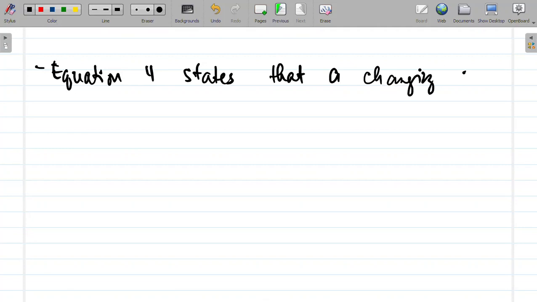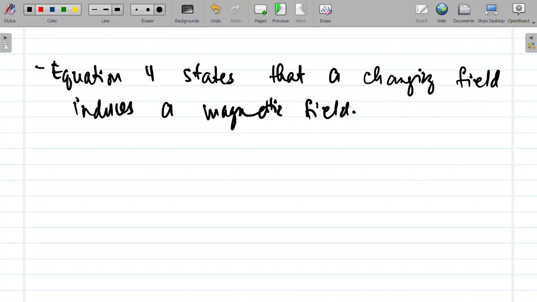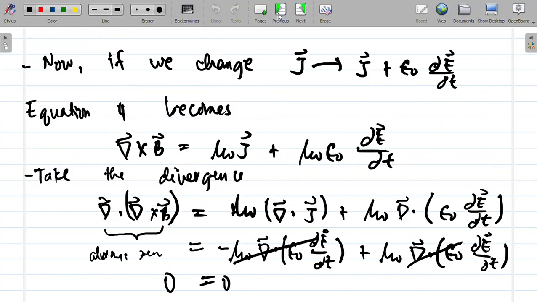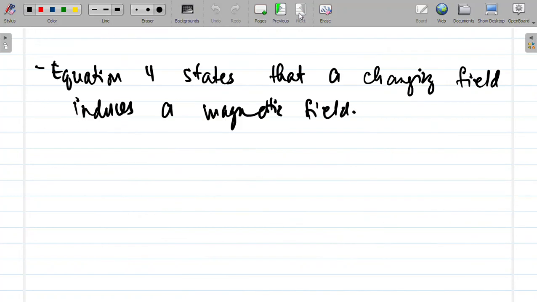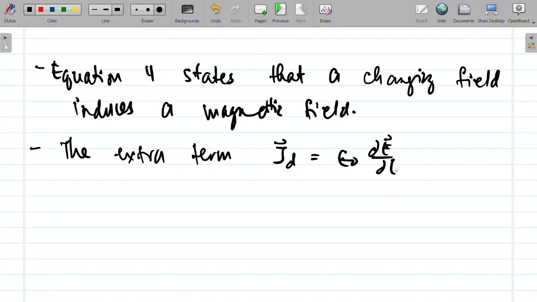So, changing electric fields induces a magnetic field. Ayan. So, class, yung extra term natin na dinagdag, di ba dinisplace natin yung J by some value epsilon naught partial E partial T. Ang tawag dito ay displacement current. So, ang ginawa ni Maxwell, naglagay lang siya ng displacement current. Yung extra term natin yon, tawagin natin yung J_D. Epsilon naught partial E partial T is called the displacement current.